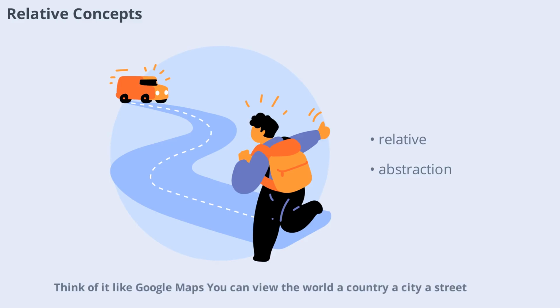Think of it like Google Maps. You can view the world, a country, a city, a street, or even a house. Each level becomes the high level for the level below it. In software design, HLD and LLD are relative concepts. What's high level at one stage becomes low level as you zoom in. The difference isn't about the technology you use, but about how much detail you're considering at any given moment.